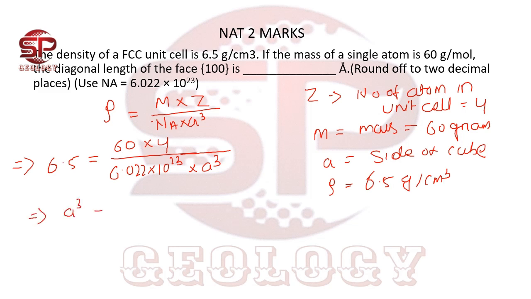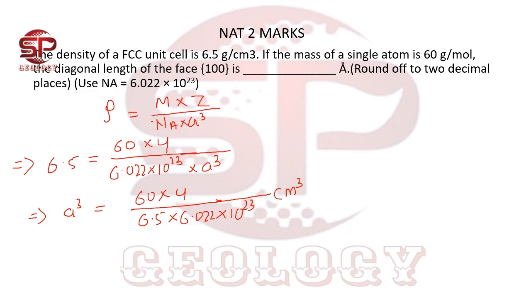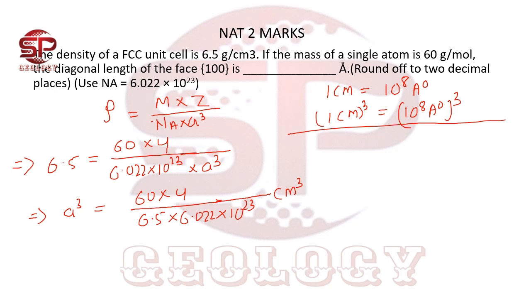So a cube is equal to 60 into 4 divided by 6.5 into 6.022 into 10 to the power 23, this much centimeter cube. The answer is asked in angstrom, so we have to convert this centimeter cube into angstrom cube. 1 centimeter is equal to 10 to the power 8 angstrom, so 1 centimeter cube will be equal to 10 to the power 24 angstrom cube. First we'll solve this part. It will be 6.131 into 10 to the power minus 23 into 10 to the power 24 angstrom cube.